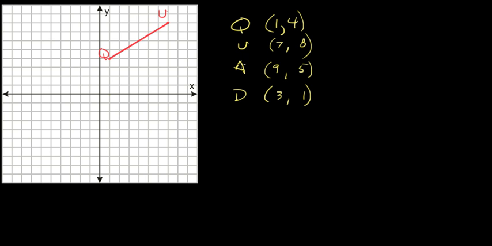And point A is 9 and 5. Point A is 2, 4, 6, 8, 9, 2, 4, 5. There's point A, and point D is easy. That's 3 and 1 right there. So 3 and 1, that's point D. Make this a little more consistent. Point D.